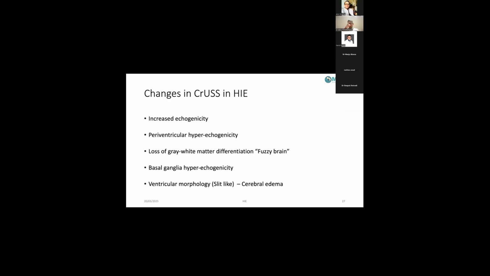So changes, don't worry guys, it's a lot of theory right now, but I'll show you the images. If you're getting apprehensive, I'm just going to talk this and finish it off. So what are the changes in cranial ultrasound in HIE?